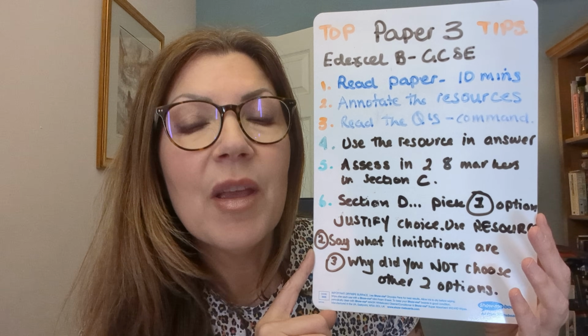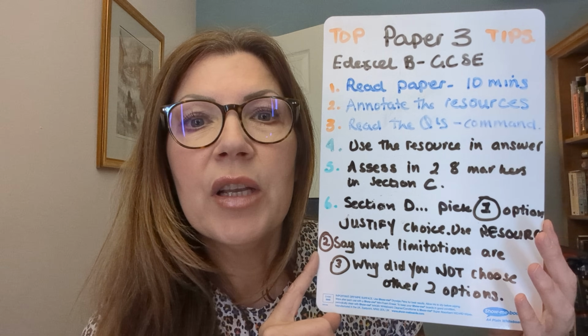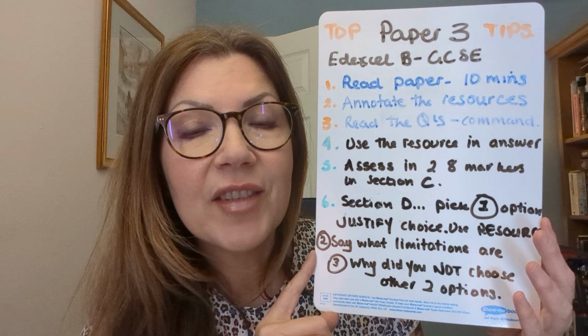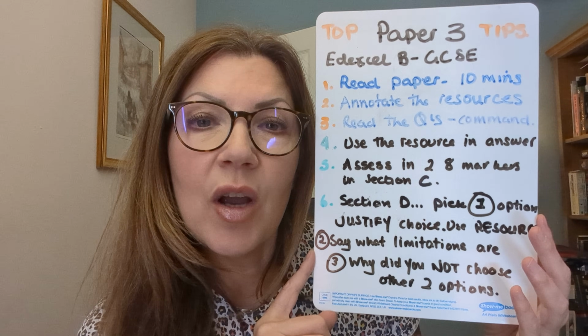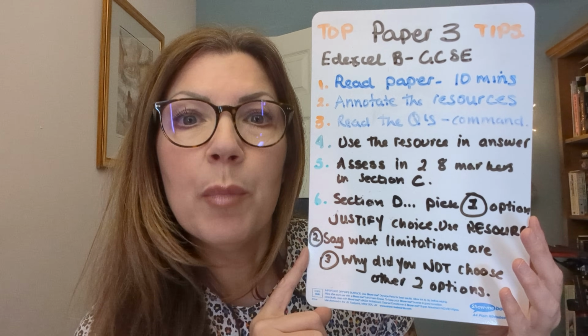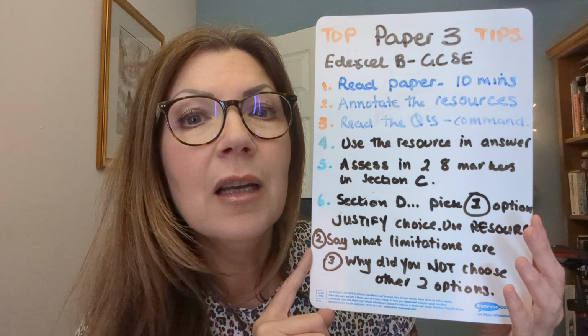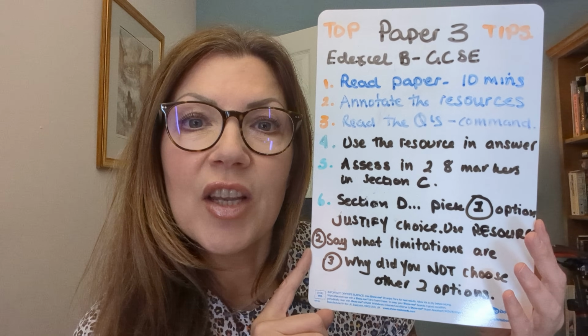Please don't run out of time. If you are running out of time and you've only got 10 minutes left, bullet point your answers, but use the same format. Say why you've picked the option, what the limitation is, and then what the problems were with the other two. But just write them in bullet point form. You might lose a little bit in SPaG, but you'll gain marks if you finish the question.